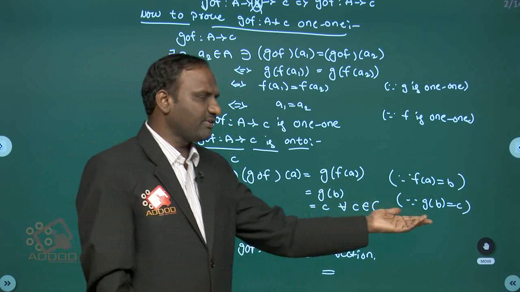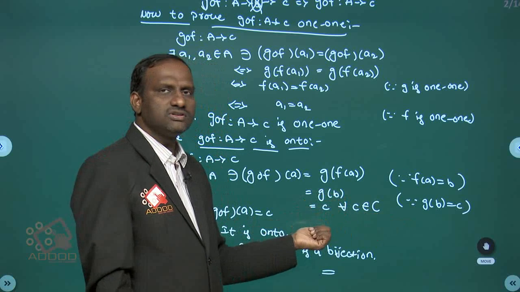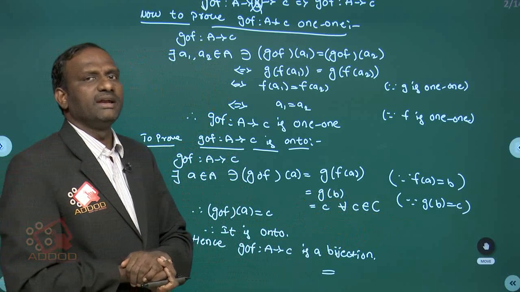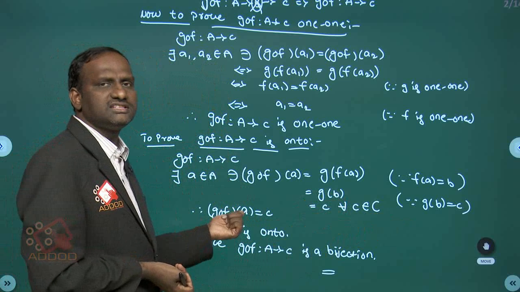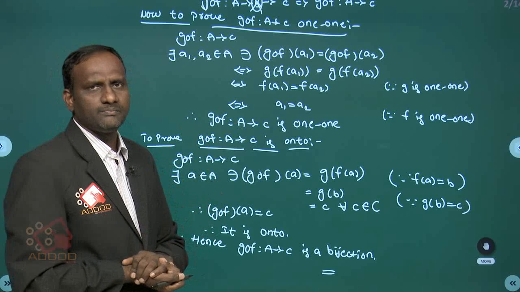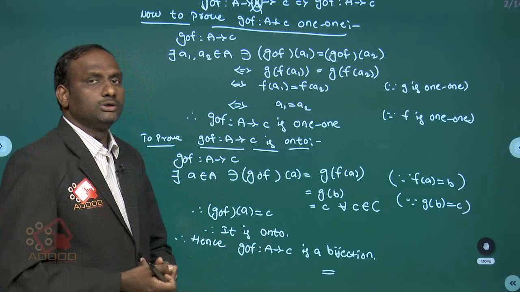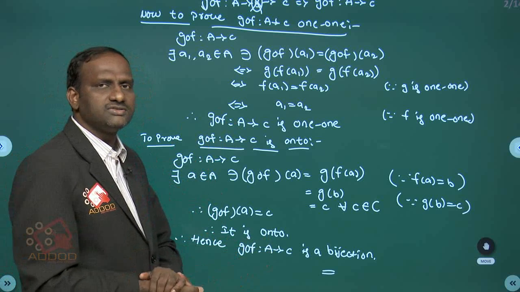Next, by the definition of onto function in G, the G of B value goes to C. Therefore, G of B is equal to C for all C belonging to C. Where is C? C is an element in the codomain. So hence we can conclude that G circle F of A is equal to C. A domain element has been mapped to the codomain, so we can say that it is onto.